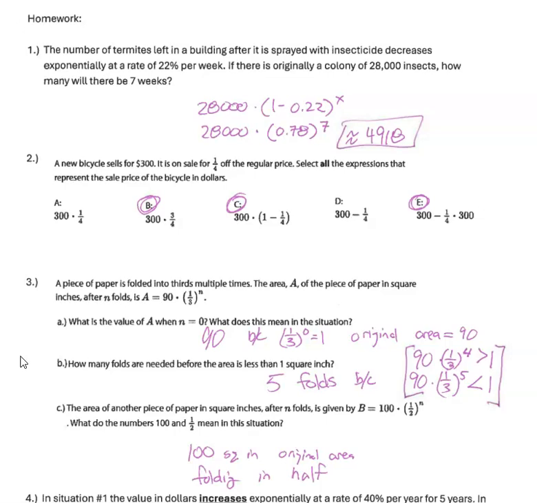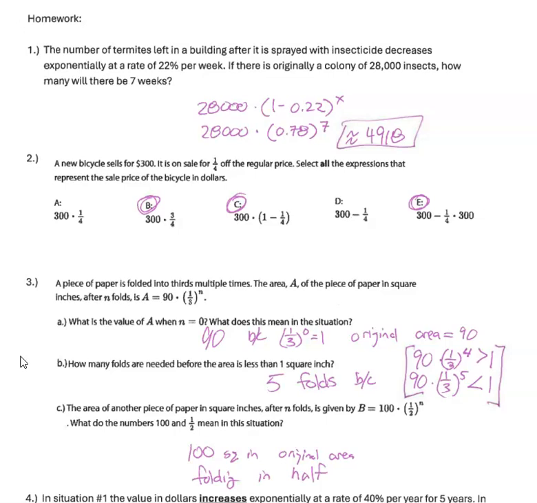So in this case, you're going to do 28,000 times 1 minus 0.22 to the x, which is the same thing as 28,000 times 0.78 to the 7th because it's 7 weeks. And you find that after 7 weeks, there's still going to be 4,918 left, as long as I did that math correctly. And then it would just keep going on and on until the population got so low that it could not maintain itself, and then it would be done.